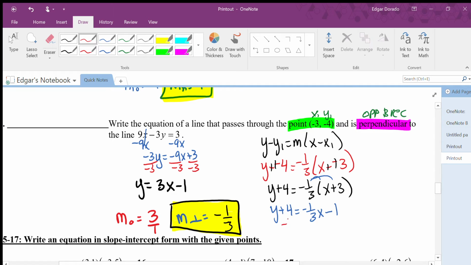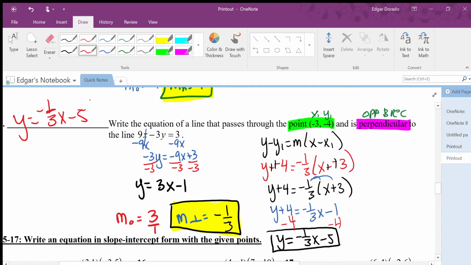Finally, subtract, whoops, getting ahead of myself here. Subtract the 4 from both sides to isolate the y to get a final answer of y equals negative 1/3 x minus 5. So y equals negative 1/3 x minus 5.